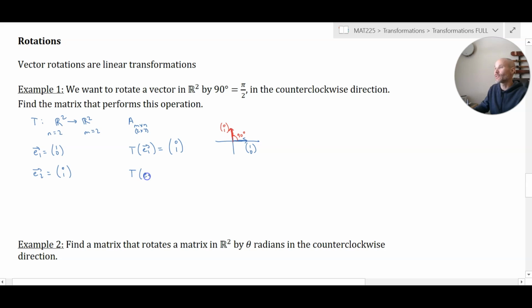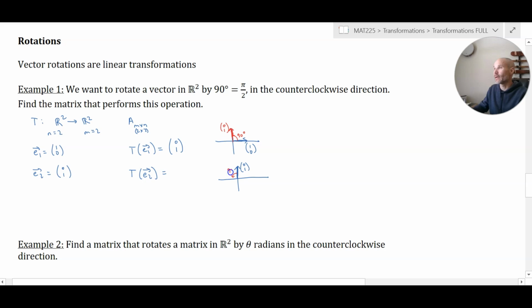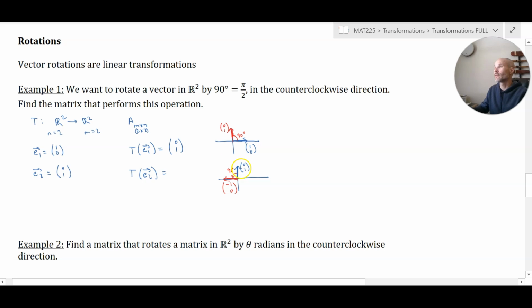We do the same thing to E2. Maybe you can already see what a 90-degree rotation will look like for the 0, 1 vector. Remember, this has to be counterclockwise. That's going to be 90 degrees this way, and that will just produce a vector that points directly to the left, same length, and that vector would be labeled as negative 1 unit to the left, 0 units up or down.